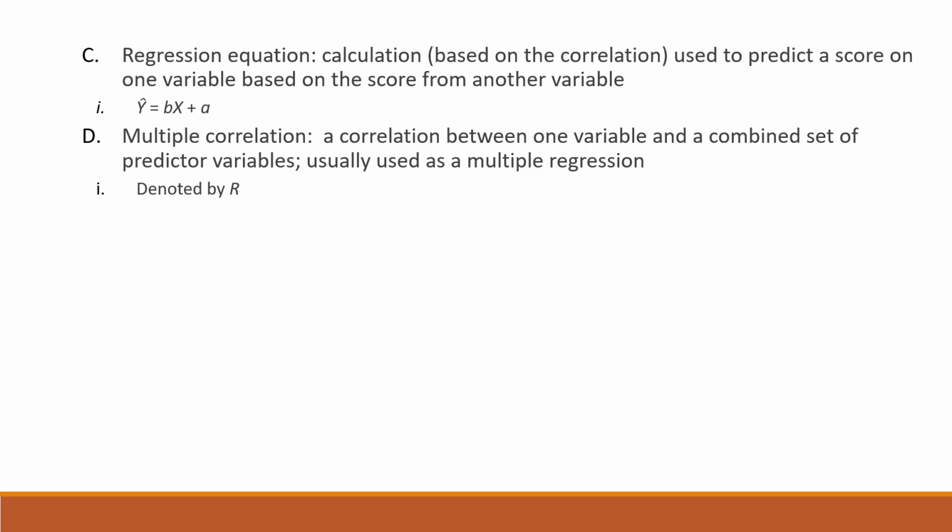Then we have multiple correlation, which is a correlation between one variable and a combined set of predictor variables. And this is denoted by an italicized capitalized R. If we wanted to, say, predict someone's weight, there are a lot of variables that we need to account for, including eating habits, activity habits, genetics, and so on. We could then combine all of those things into one and look at their combined effects on weight.